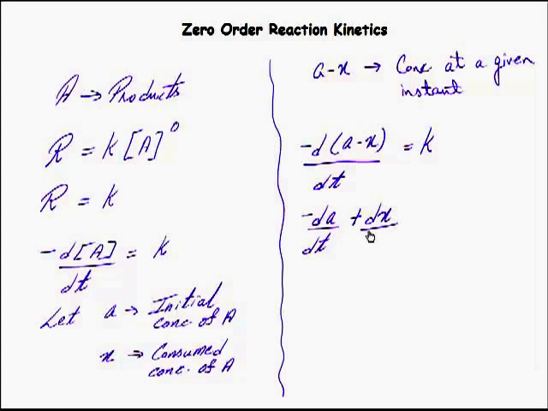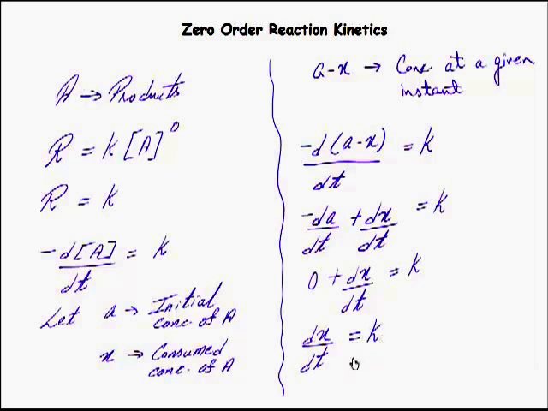Following simple laws of differentiation, we can modify the equation as follows. Since a is the initial concentration, it is a constant quantity throughout the reaction, and since the differential of a constant is 0, this quantity can be taken as 0, whereas since x is a variable, dx by dt is not equal to 0. So we have got a very simple equation, dx by dt is equal to K, and now we'll rearrange it and integrate it.